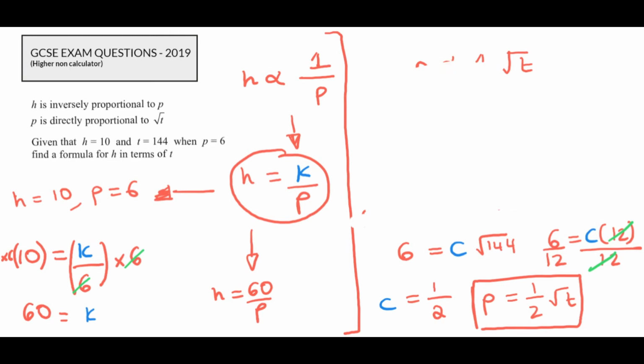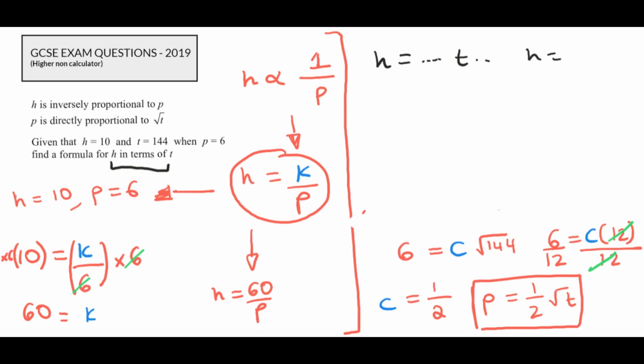All right, cool. Actually, I don't need to rub that out. Yeah, I'm going to rub that out, my bad. All right, cool. So now that I've done that, listen. They're telling us, find a formula for H in terms of T. What that means is really important. For H in terms of T, they want H on the left-hand side, and on the right-hand side, they want a T. They don't care how.